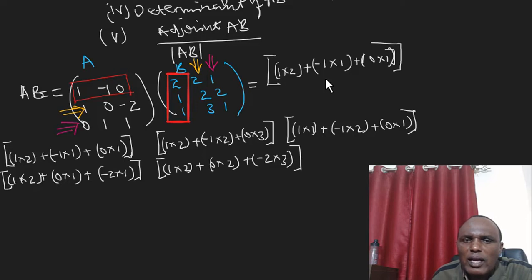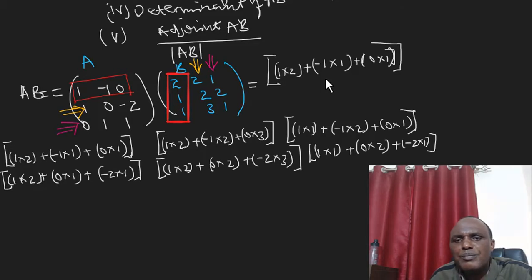Then we go to the other element, that is 1 times 1. We add 0 times 2, then we add negative 2 times 1, and finally we have all the elements in row number 2 of the product matrix. Then we want to get the elements in the third row of the product matrix. Therefore, we are going to use row number 3 in matrix A.